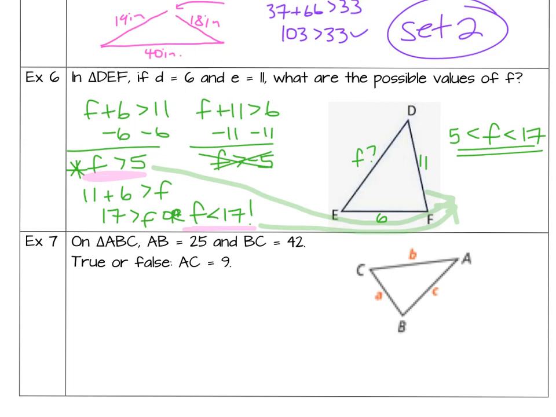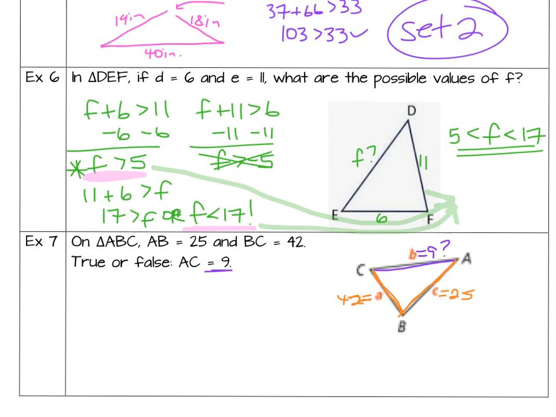Okay, on to our final example on triangle ABC. It says AB is 25. So AB is over here on the bottom right. That's the same as lowercase c, 25. BC is 42. So let's take a look at BC. That has to be 42. True or false? AC equals 9. That would have to be this segment right here. Is it possible for AC to equal 9?